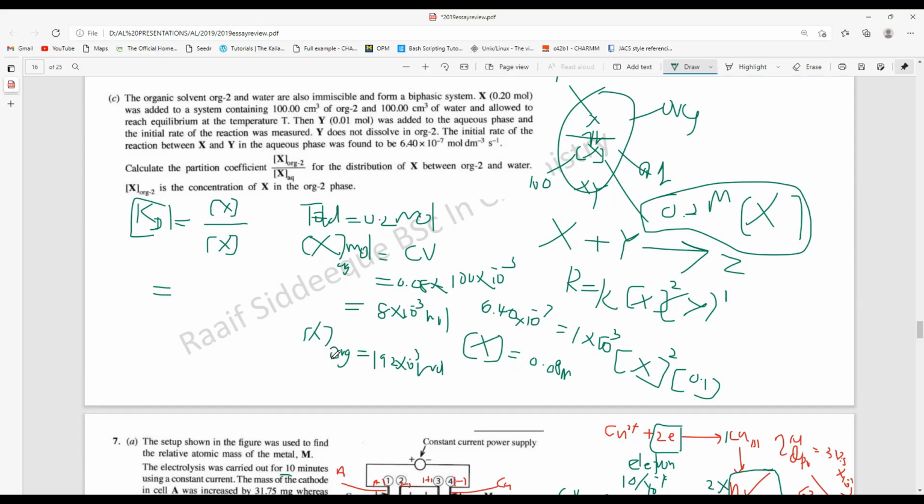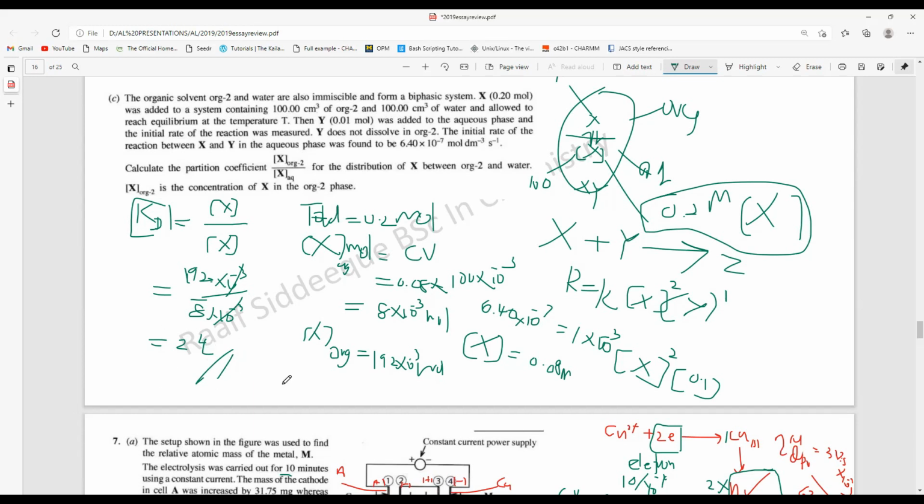Then for the organic moles, the concentration is 192 times 10 to the power minus 3 over the volume, which is 100 in both cases. So I can divide it directly by the number of moles, 8 into 10 to the power minus 3. So minus 3 and minus 3 will cancel. So 192 divided by 8 is 24. Right. So this is how you can find it easily.